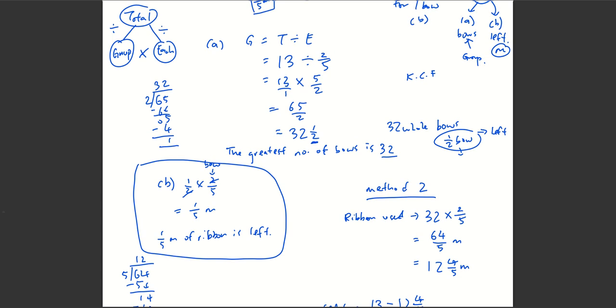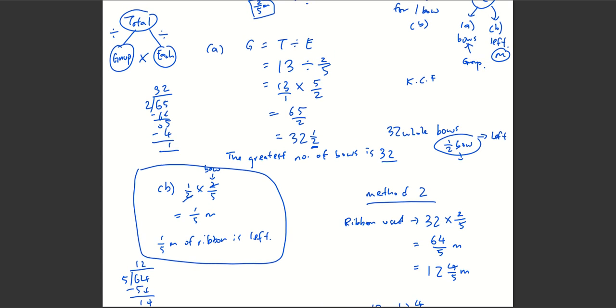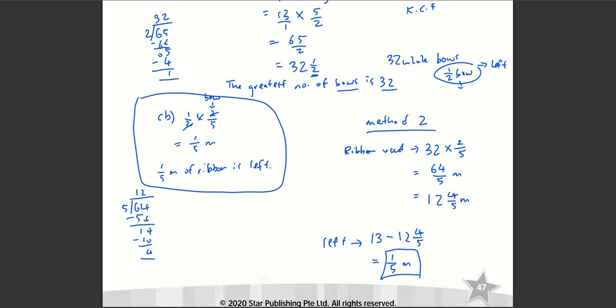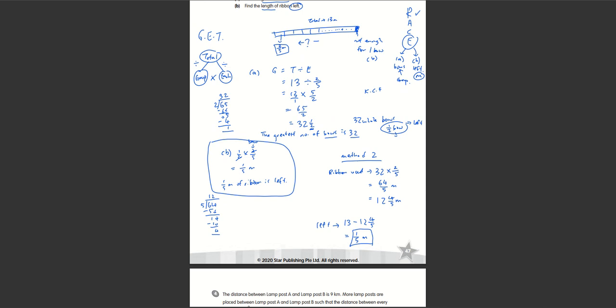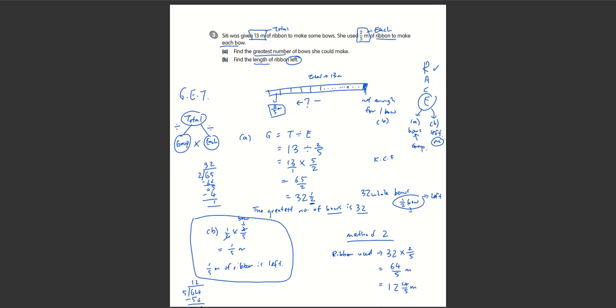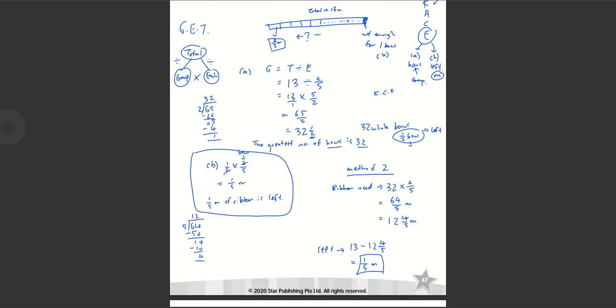Let's check if we got our units correct. So we have bowls for the first one. 32 bowls, whole bowls. And then you have part B, 1/5 meter of the ribbon is left. Okay, so this is the solution for question 3 on page 47 of our workbook.